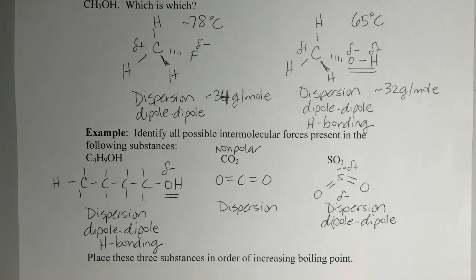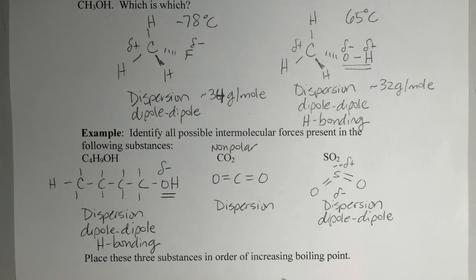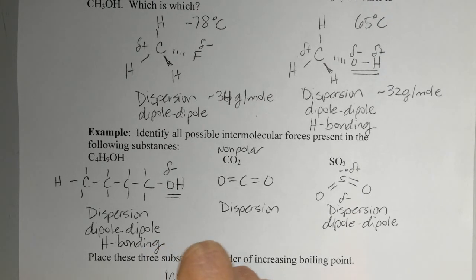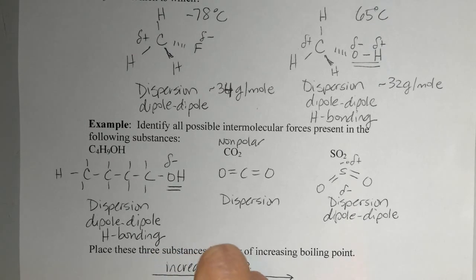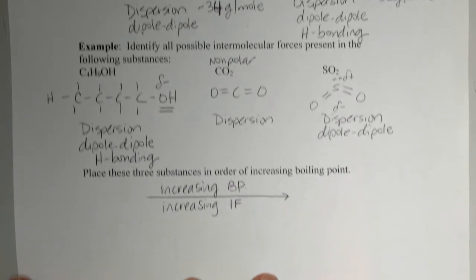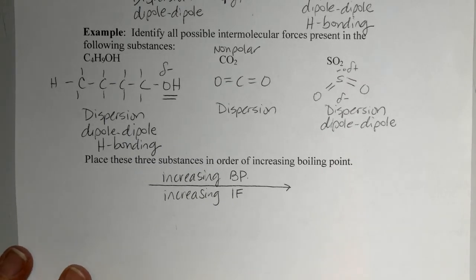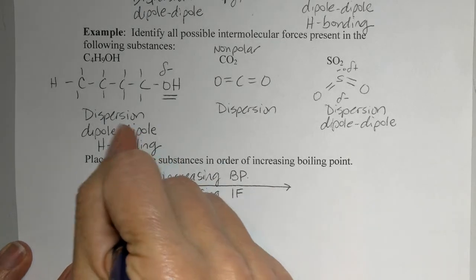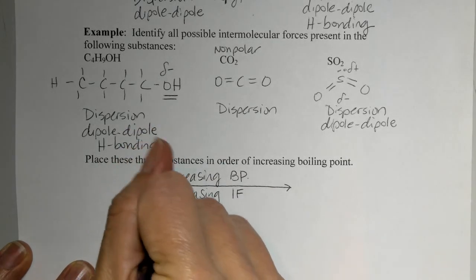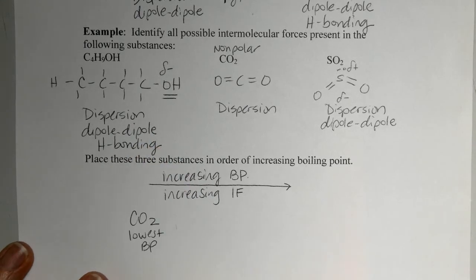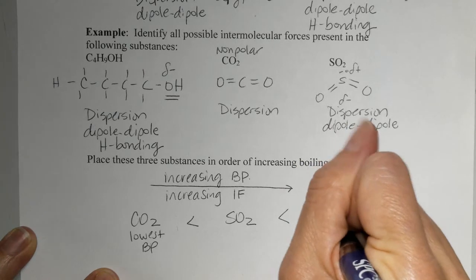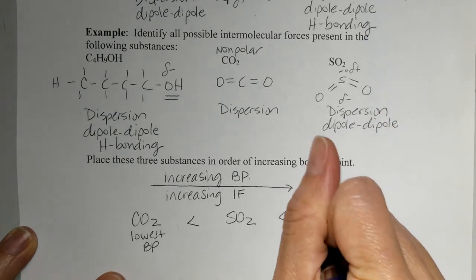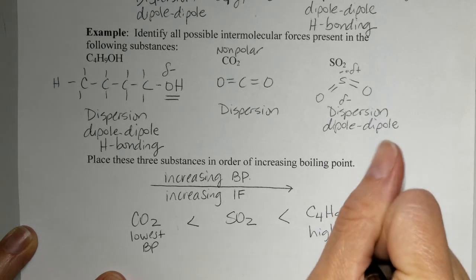So if I'm going to guess my boiling point, if we're increasing boiling point, what we want to think about is that we are increasing the intermolecular forces. So boiling point is going to increase with increasing intermolecular forces. So the lowest boiling point should be the carbon dioxide. That has the weakest intermolecular forces. Then next in boiling point should be the SO2. And the highest boiling point should be the butanol, because this one has the highest intermolecular forces.